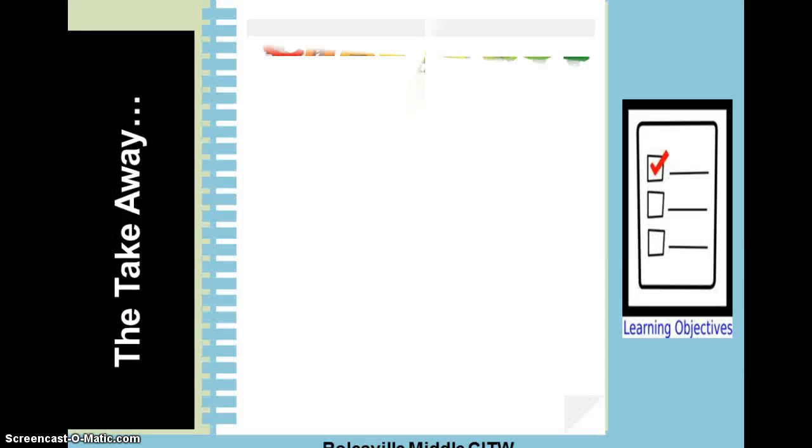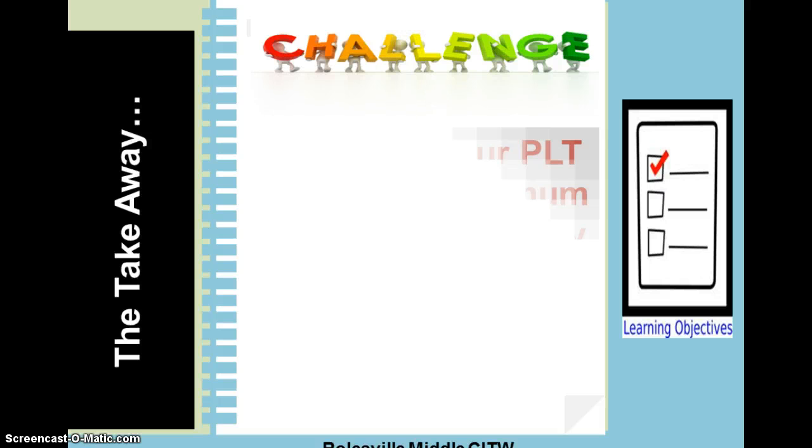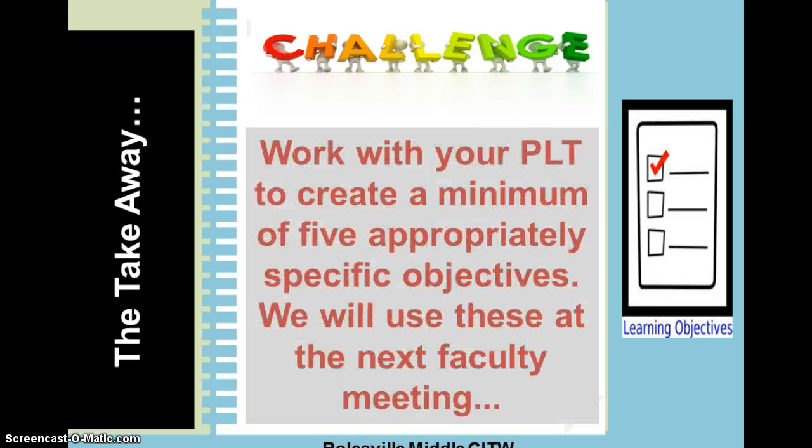All right, so you guys do have a task. By the next faculty meeting, which will be September 8th, you had to work with your PLT to create a minimum of 5 appropriately specific objectives. Now, your other PLT members, because they were here, may have already done this task and have mentioned it to you. This is just a reminder.